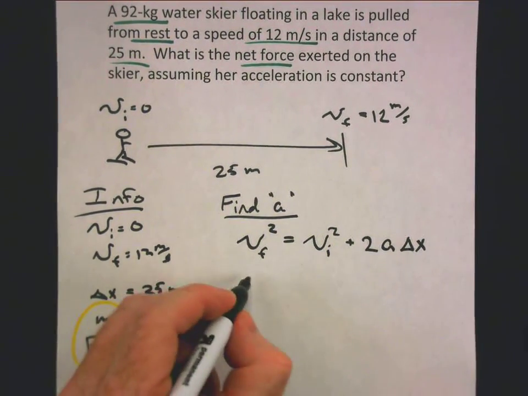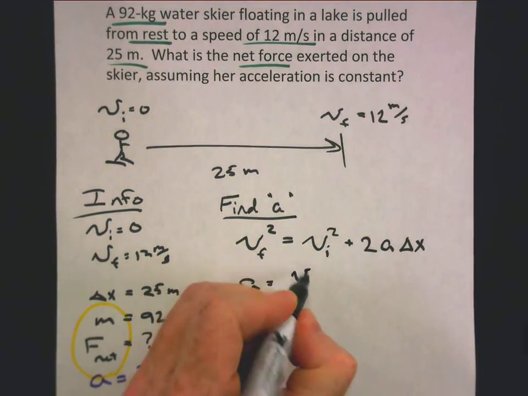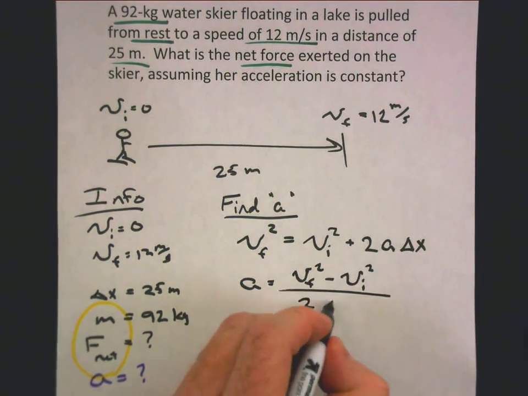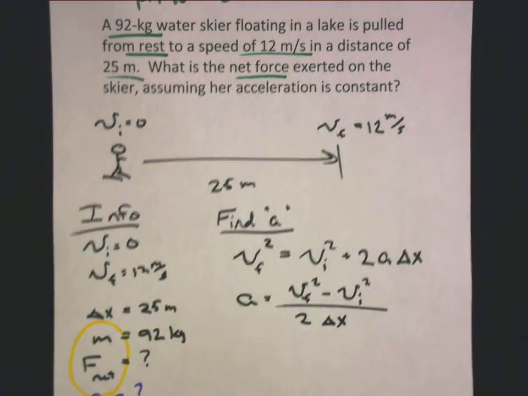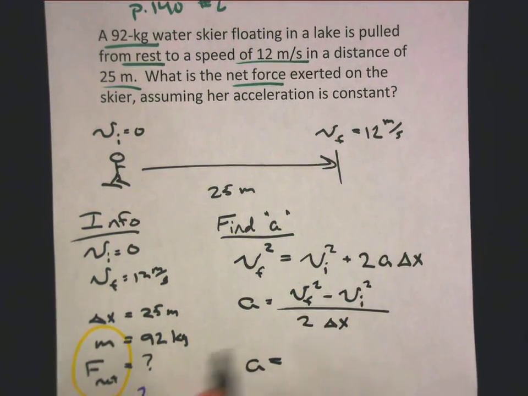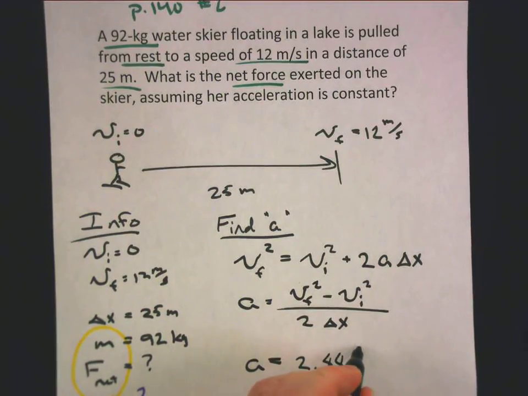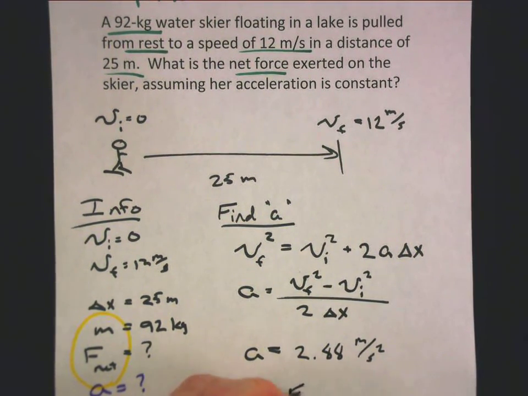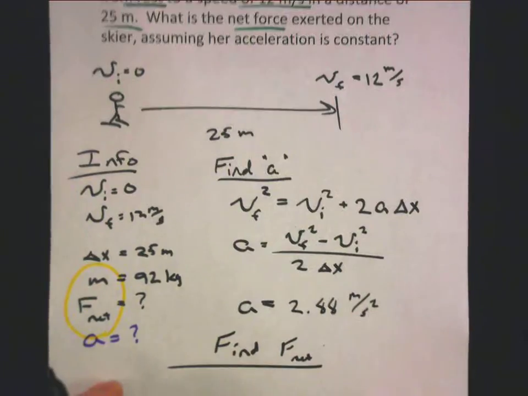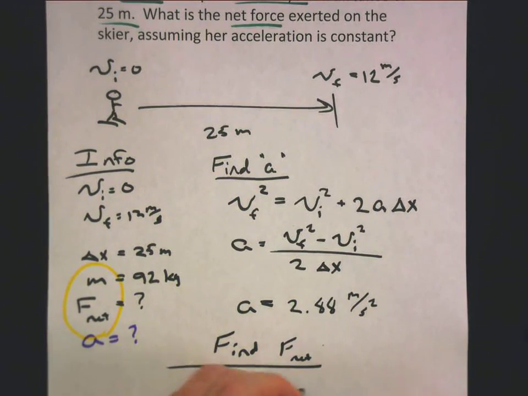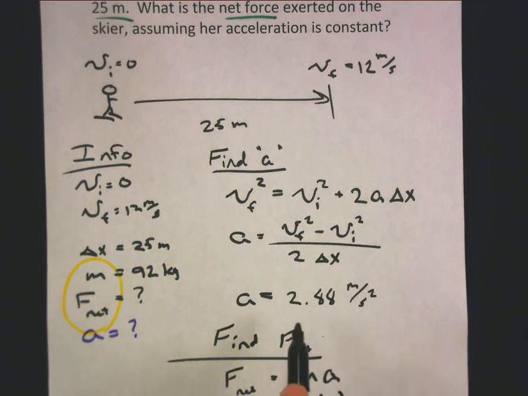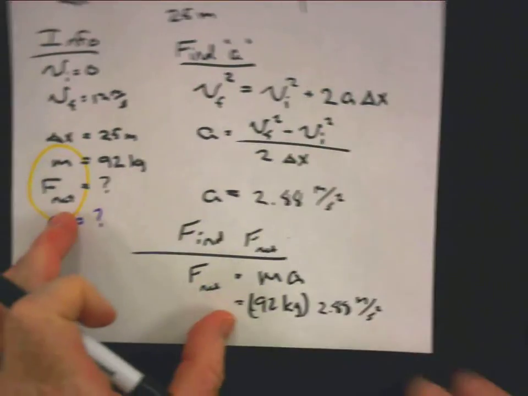Brilliant. Let's rearrange for A, and you get final velocity squared minus initial velocity squared, and you're going to divide by 2 times your change in position. Plug in numbers, and solving for A, you're going to get 2.88 meters per second squared. Okay, well, brilliant. So now it's real easy. I can now find the net force. Find F net. And so I'm just going to use F net equals mass times acceleration, and my mass was 92 kilograms. My acceleration is now known, 2.88 meters per second squared. Sorry if this is going off the screen. Let me get this in view for you.